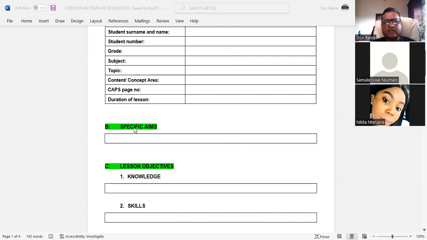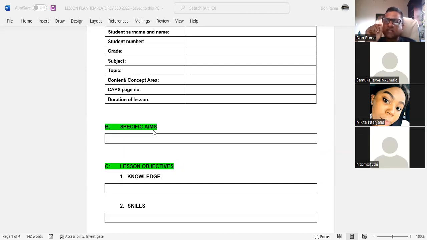The next important thing in your lesson plan is specific aims. Now, this specific aims, you get it from the CAPS document, right? I will discuss that when we look at the PowerPoint of the lesson plans. The specific aim is taken directly from the CAPS document. In the CAPS document, there is a place there where they write the specific aim for the subject. You have to select the aim that is related to your topic, right? They will give you about 5 or 6 different specific aims in the CAPS document. You do not write all the specific aims.